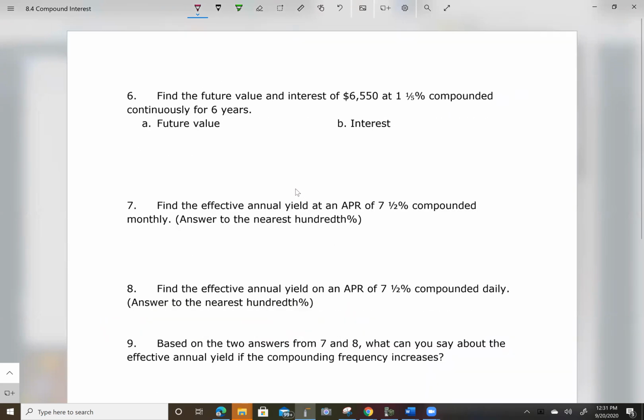Find the future value and interest at, here we go, P, my rate 0.01 and 1/5 would be 0.0120. You don't need that last 0. Compounded continuously for 6 years, so T is 6. So finding the future value, A equals P e to the power of 0.0120 times 6.